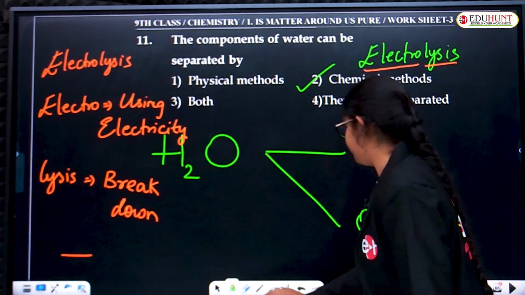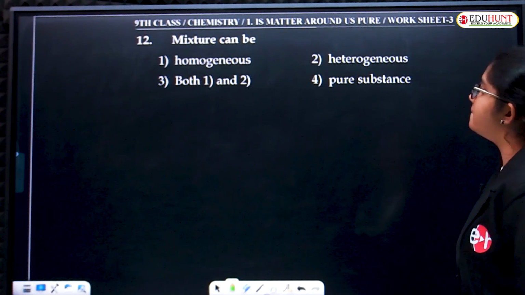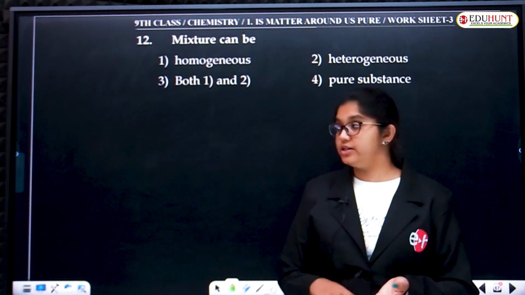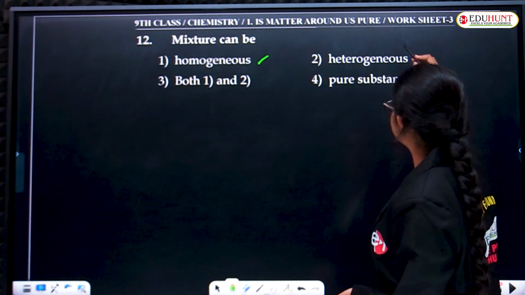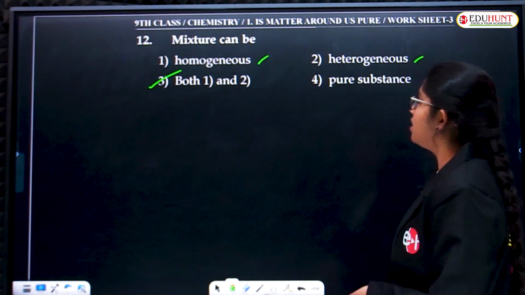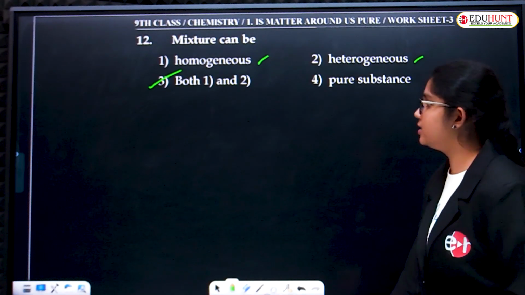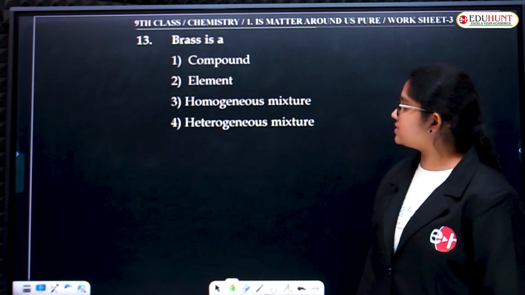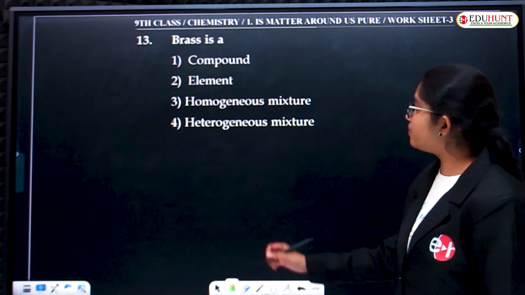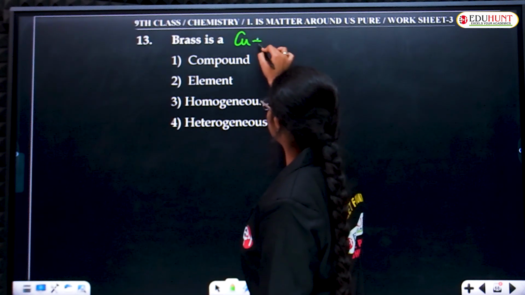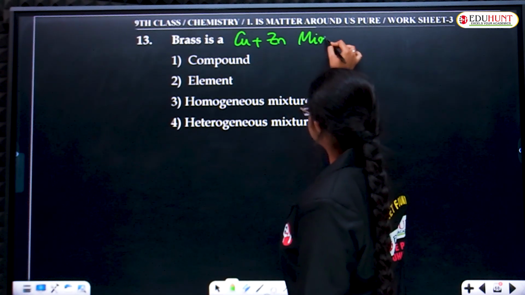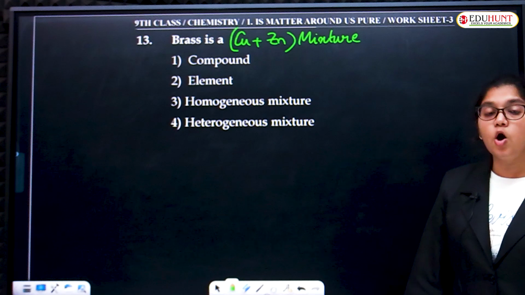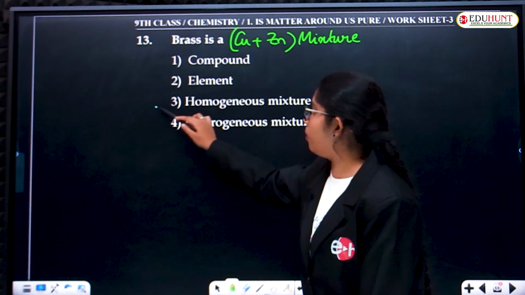Question number 12. Okay. Here, mixture can be. Children, mixtures are of two types, homogeneous and heterogeneous, right? So both 1 homogeneous and 2 heterogeneous are true. Okay. Mixture is different, pure substance is different. So option 3 is right, both 1 and 2. Next question, question number 13. Brass is a mixture, right? Which mixture? Combination of copper and zinc. If we mix these two, it is in homogeneous form, so it is a homogeneous mixture.